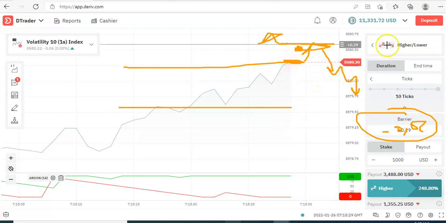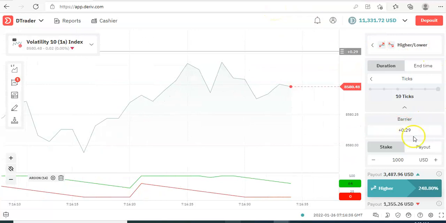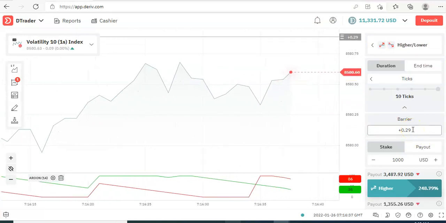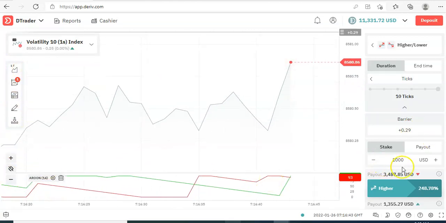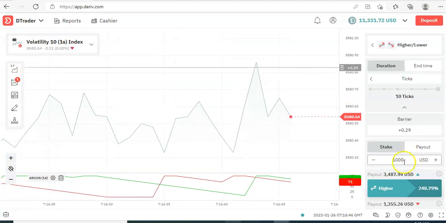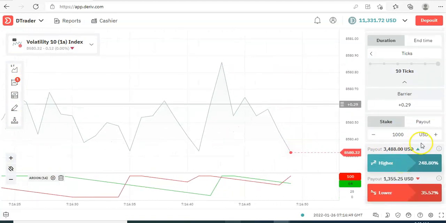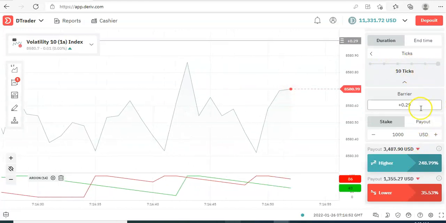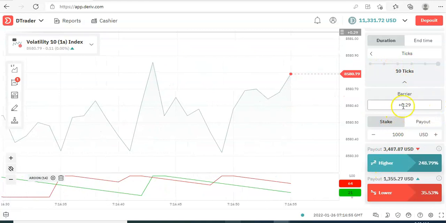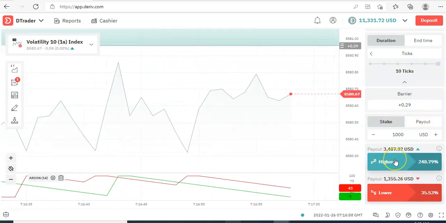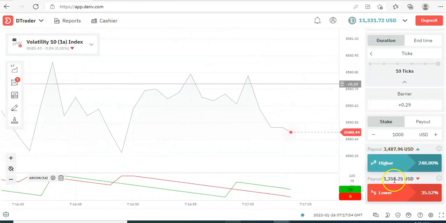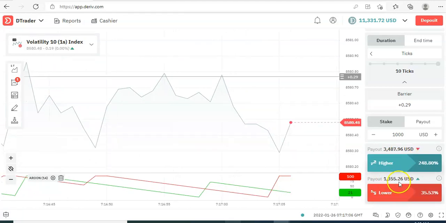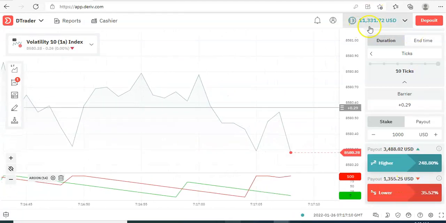And just do a little bit of practice as you do this so that you can understand. So I'm just going to leave the default barrier as it is, and some other people can customize based on what they want. I showed you how to use this in another video. I'm just going to leave this money as 80,000. As you can see here, if I set the default on 10 ticks and say above the barrier point, it's going to be higher than the barrier point, I'm going to make 3,487, and if I say that it's going to be lower than the barrier point, then I'm going to make 1,355 and something. So this is a demo account, okay?